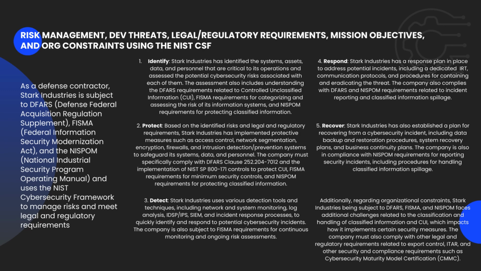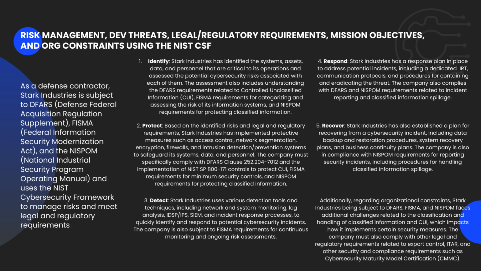The assessment includes understanding the DFARS requirements related to controlled unclassified information, or CUI, FISMA requirements for categorizing and assessing risks of its information systems, and NISPOM requirements for protecting classified information. For Protect, based on the identified risks mentioned above and legal and regulatory requirements, Stark Industries has implemented protective measures such as access controls, network segmentation, encryption, firewalls, and IDS and IPS systems to safeguard its systems, data, and personnel.